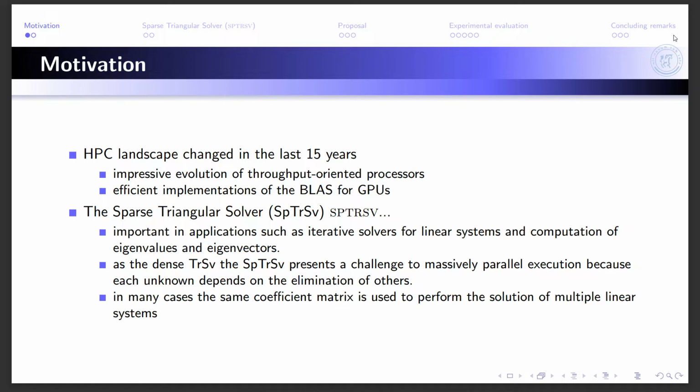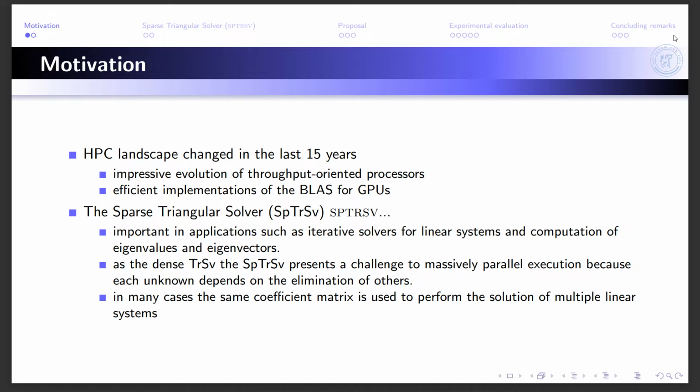The sparse triangular solver is the operation that solves a triangular system where the coefficient matrix is sparse. It has a lot of important applications, such as iterative solvers for linear systems and the computation of eigenvalues and eigenvectors.